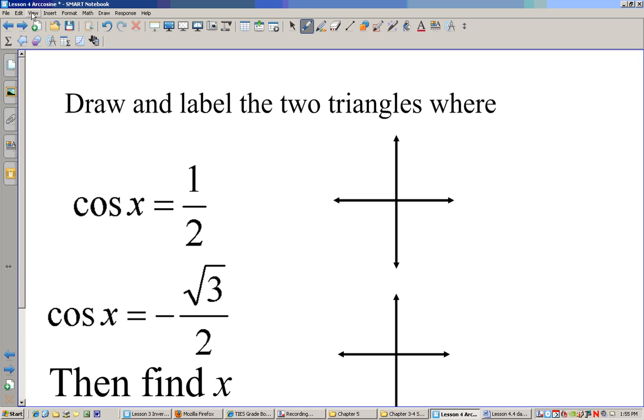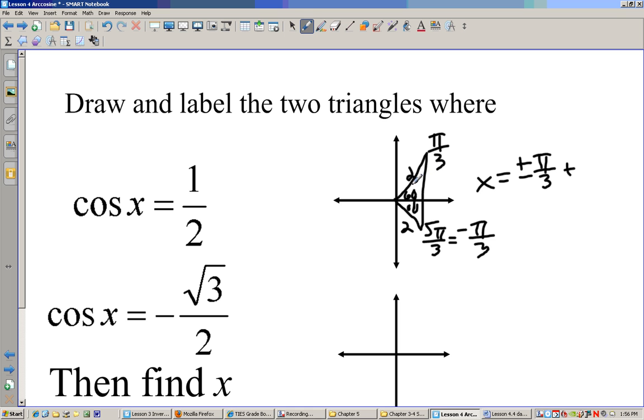All right, let's do this. Let's draw and label the two triangles and then find the value of x. The only difference here is instead of degrees, now we're dealing with radians. So if I look at this first one, it's positive, so it's in this right-hand side. This is going to be 60-degree angles, so this is going to be pi over 3, and this is going to be 5 pi over 3, and 5 pi over 3 is the same thing as negative pi over 3. So I can write my values of x being plus or minus pi over 3.